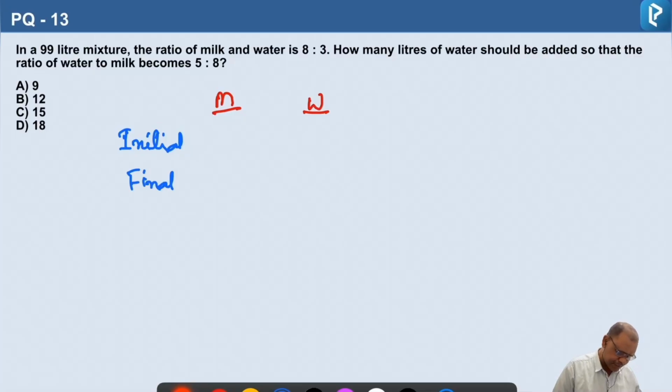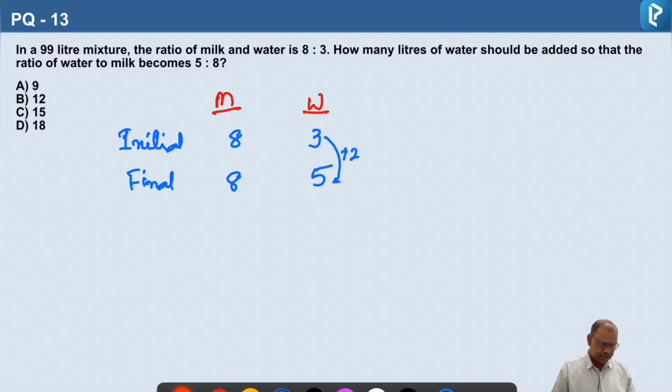Initial ratio of milk and water is 8:3. That is 8 parts milk and 3 parts water. And finally, the ratio of water to milk is 5:8. So that means milk is 8 parts and water is 5 parts. So there is no change in the quantity of milk. Only water is increasing by 2 parts. So 2 parts of water is increasing here.